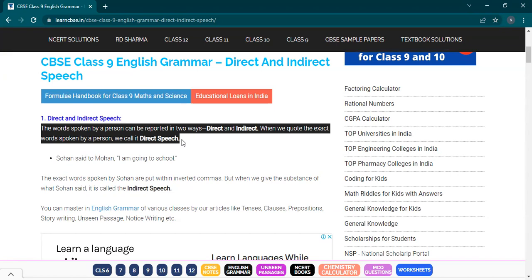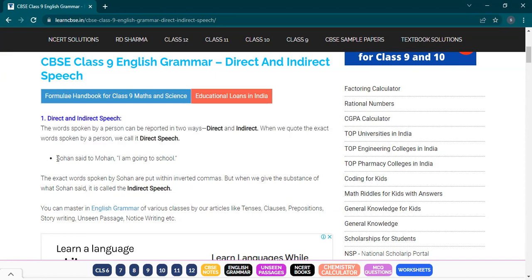So what is direct speech and what is indirect speech? The words spoken by a person can be reported in two ways, direct and indirect. When we quote the exact words spoken by a person, then we call it a direct speech. Sohan said to Mohan, I am going to school. See, Sohan used these words, I'm going to school. And exactly, we have used these words which are spoken by the speaker himself or herself. Fine, then it is called direct speech. The exact words are to be put up in the inverted commas.